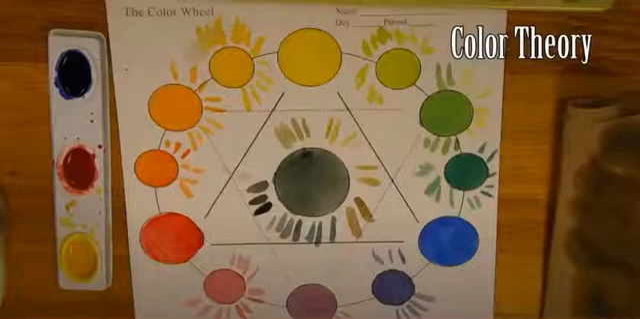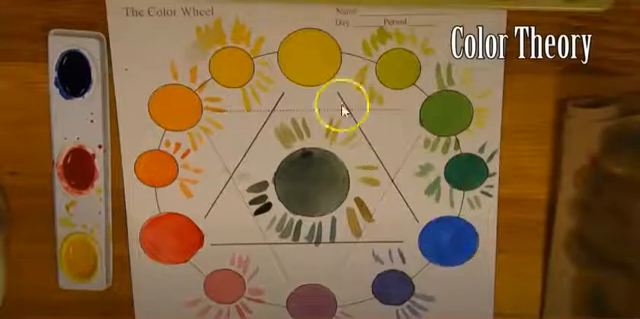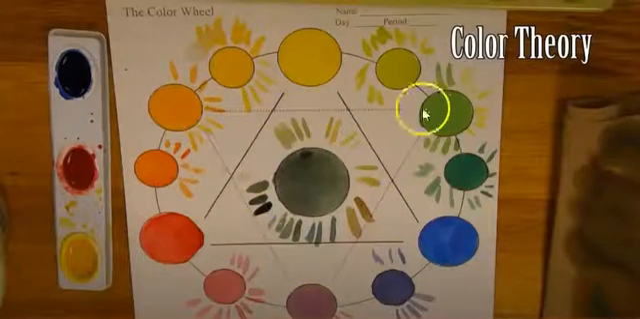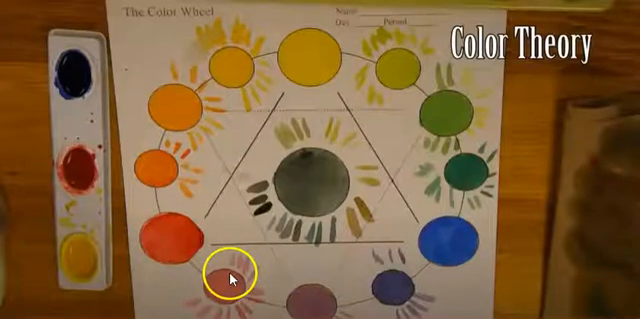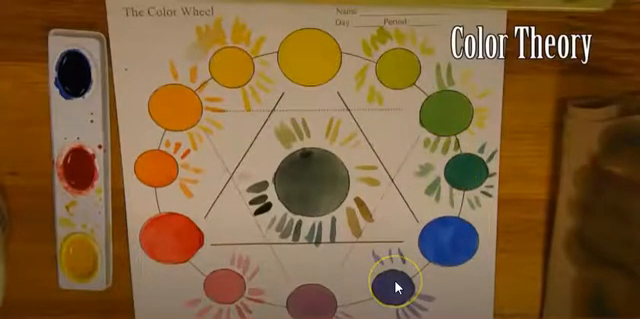Primary colors are yellow, red, and blue. They are primary. Primary means one. The secondary colors are orange, green, and violet. Secondary means two. And then the tertiary colors are all the small circles. There's 6 of them. So we've got red-violet, red-orange, yellow-orange, yellow-green, blue-green, and blue-violet.